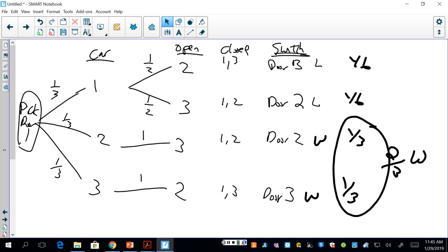If you don't switch, if you stay the same, you're going to win in these two cases because you got a car under 1, and you picked one. And if you stay there, you win. But there's only 1/3 probability that you'll be going down that path. These other two, if you don't switch, you don't win because you didn't pick 2 or 3 originally.